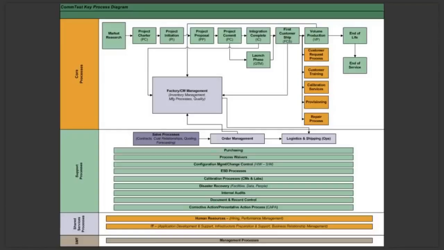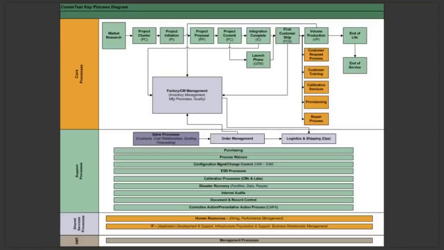Defines the core processes. This has to do with how they started from market research to developing a product, validating it in production, and moving all the way through end of life and end of service. As they validated, as they did their first customer ship, these are the things that are feeding into their factory. And then their support process for sales and order management, logistics and delivery are working with the factory as well. So they define their core process, their key support processes, and then all the other support processes.